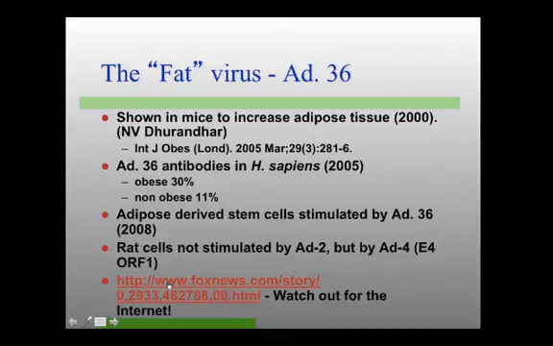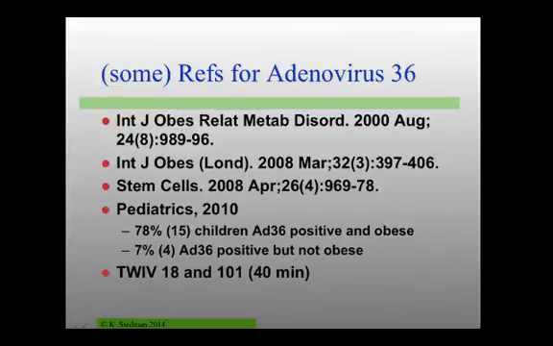So it turns out that almost all of these were published by the same people, who started to publish in less and less, maybe, I'm not sure what the right term is here, internationally recognized journals. And probably most recently, there was this study in 2010 where 78% of the kids were adenovirus positive and obese, and 7% were adenovirus positive and not obese.